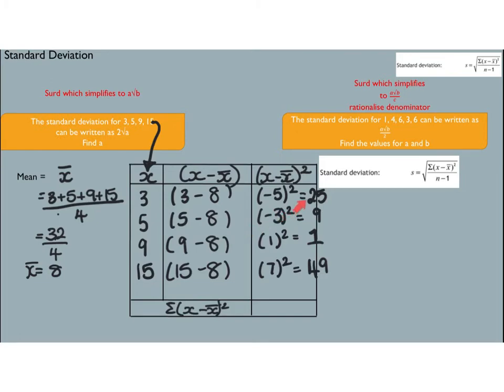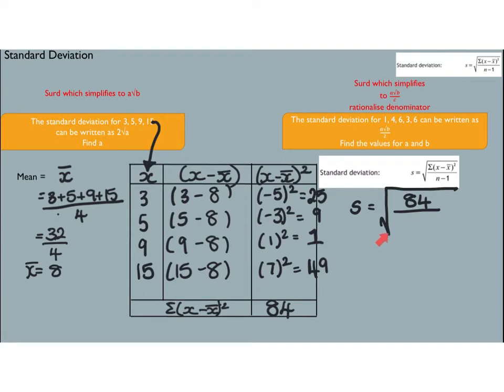Okay, so that's my numbers in place. 5 squared is 25, 3 squared is 9, 1 squared is 1, and 7 times 7 is 49. So just need to add all of those together. I think that adds up to be 84. Okay, so that's my 84 in place there. So remember, this is the sum of the last column. Okay, and that's what I need for the top of my fraction over here. Okay, so I've got that in place now.